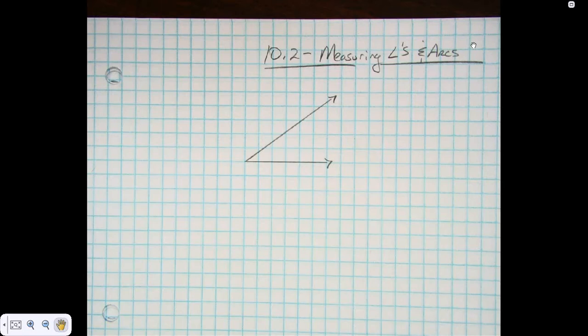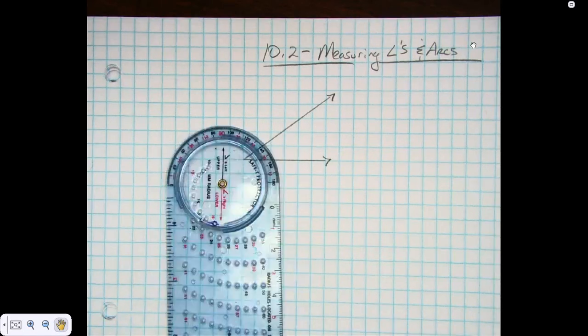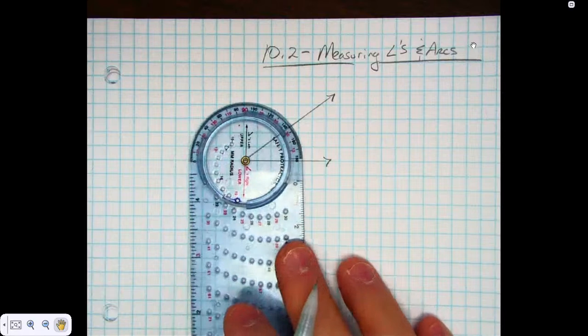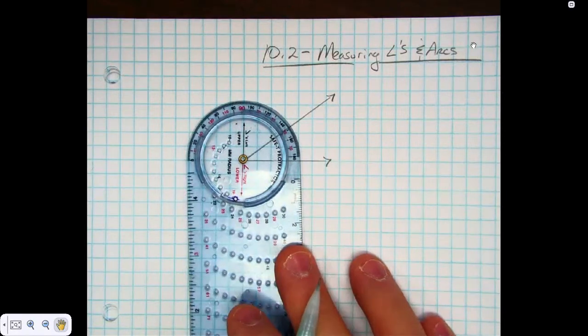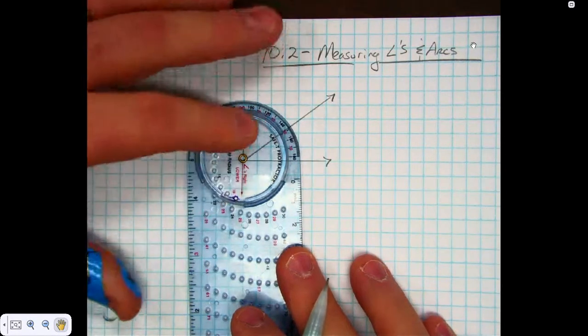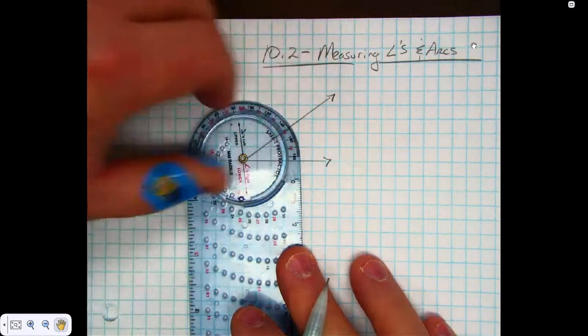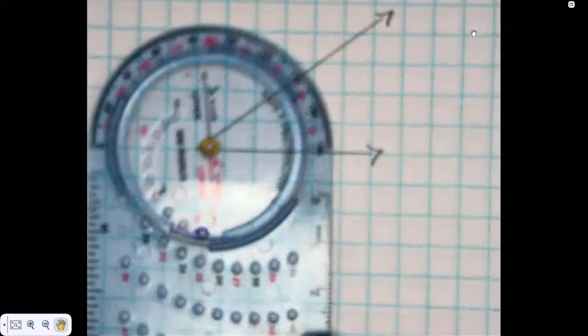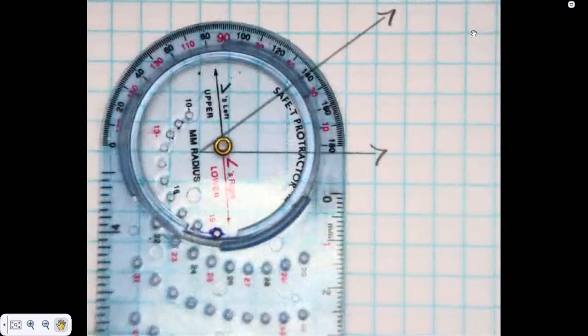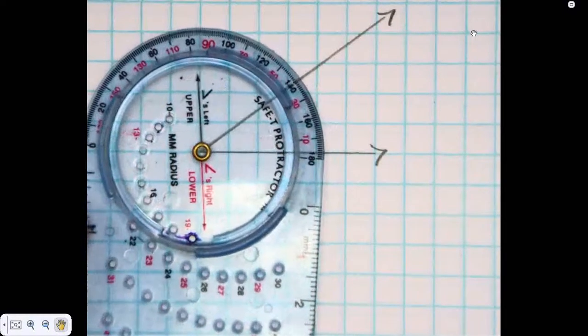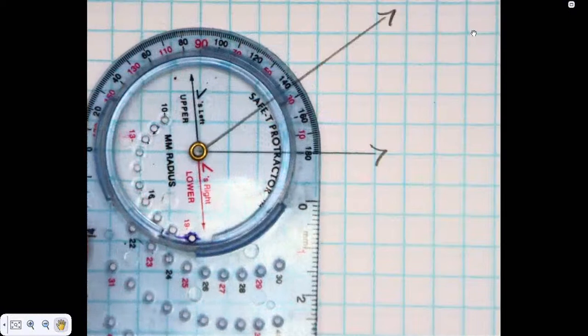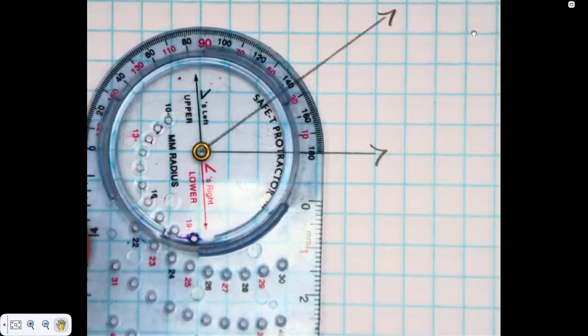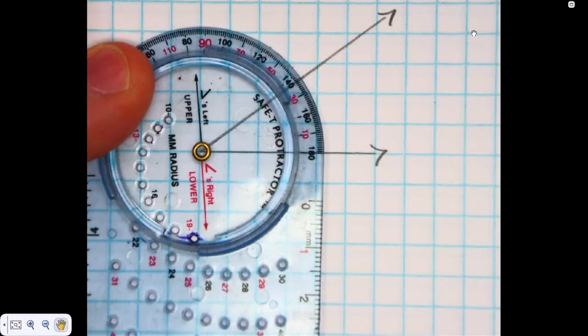Degrees. Degrees, thank you. Okay, how do you measure degrees? What does your protractor look like? Half of a circle, doesn't it? Now, if I was to use this as a protractor to measure this angle, I put it right there, I line it up with the, what is the measure of this angle?